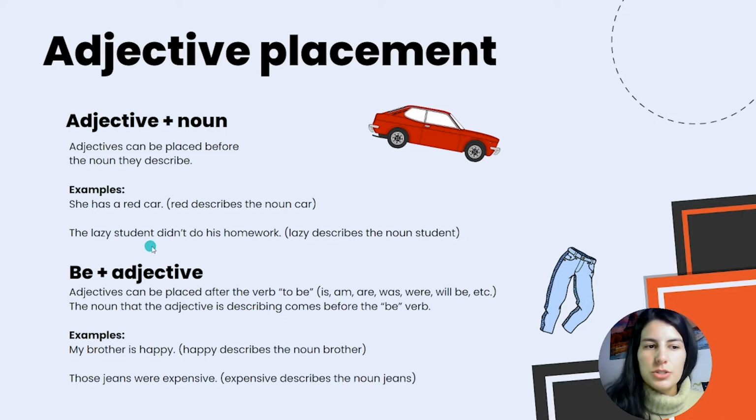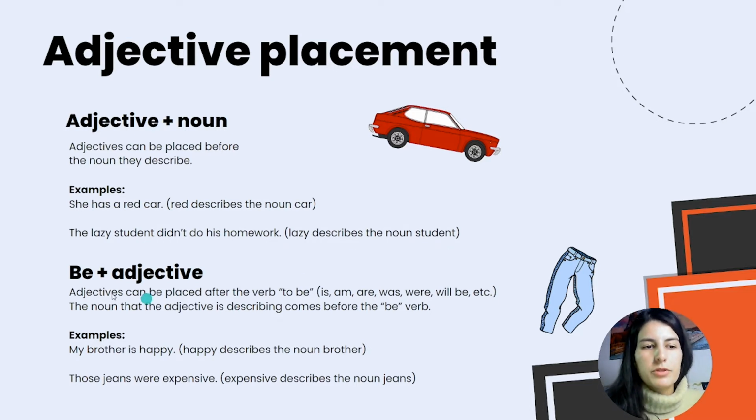The lazy student didn't do his homework. Lazy describes the noun student, and therefore the characteristic is always before, so we have lazy student. Not student lazy, okay? Lazy student. We can also say blue jeans, tall boy, small purse, nice cat, and so on. Characteristic first, noun later. And that is except if you have something after the verb to be.